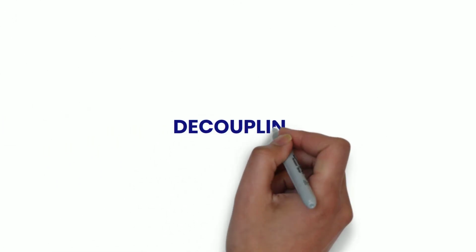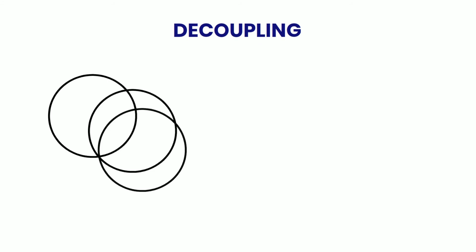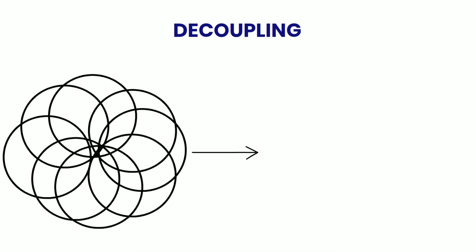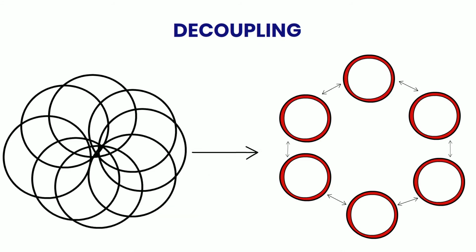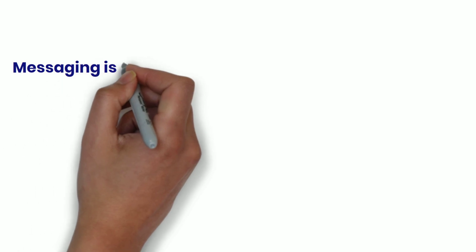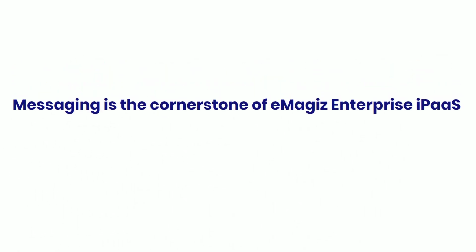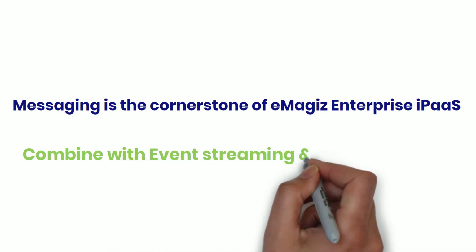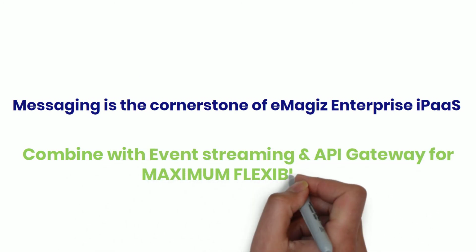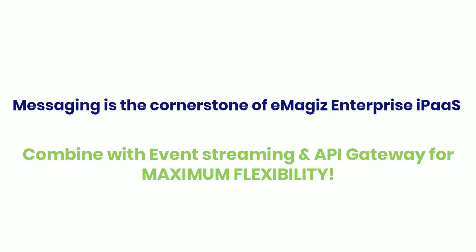Decoupling: eMagiz messaging allows for loose coupling between systems, which makes it easier to maintain integrations and applications and apply changes in the future, while also reducing overall risk. Messaging forms the cornerstone of eMagiz Enterprise iPaaS. It can seamlessly be combined with other integration patterns to provide you with the maximum flexibility.